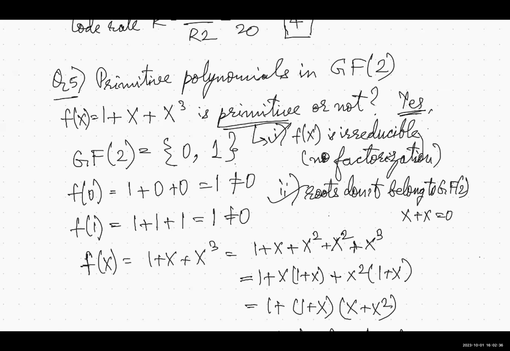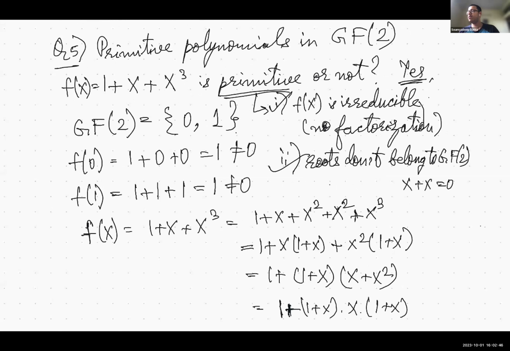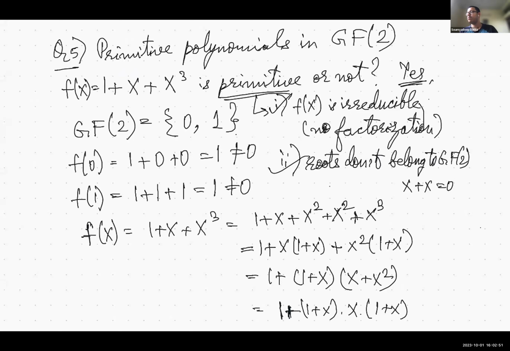Sir, excuse me, sir. Why is it primitive? It is just a definition. The definition of a primitive function is that you shouldn't be able to factorize it, and it shouldn't have any roots that belong to Galois field 2, that is, either 0 or 1. The second condition we check very easily: 0 is not a root, 1 is not a root. So the second condition is satisfied. Checking the first condition requires a little bit of trial and error with algebra. You will have to use these kinds of tricks.